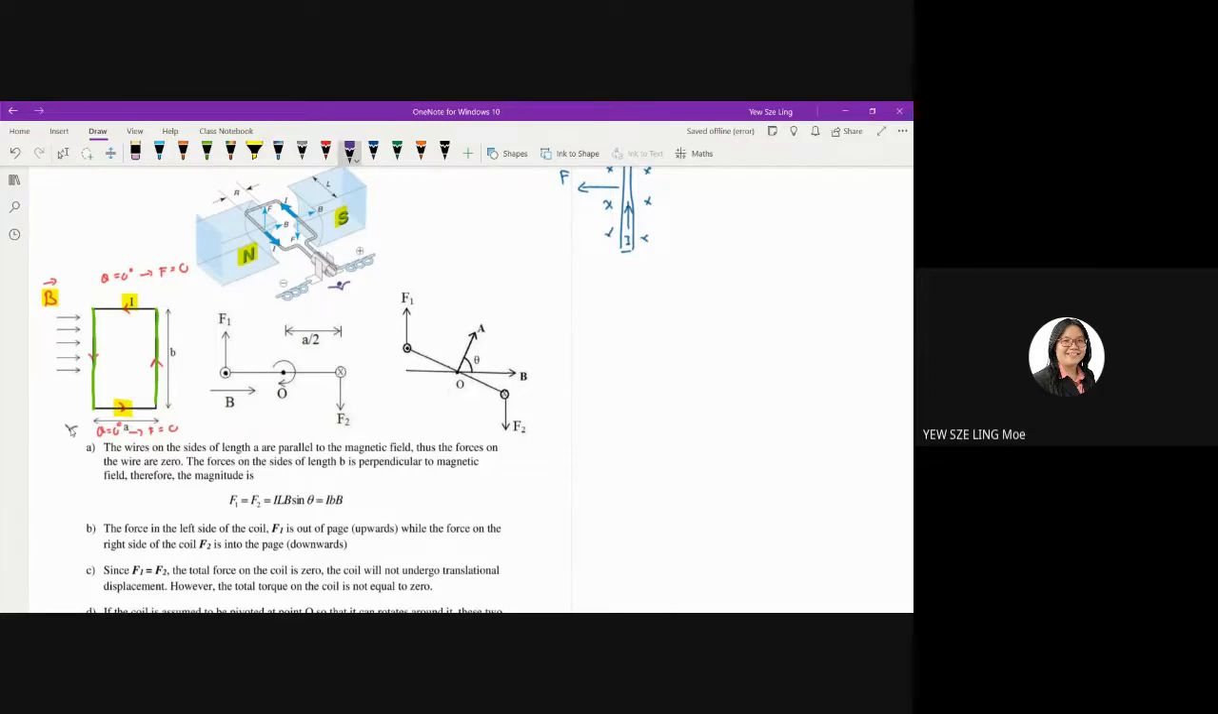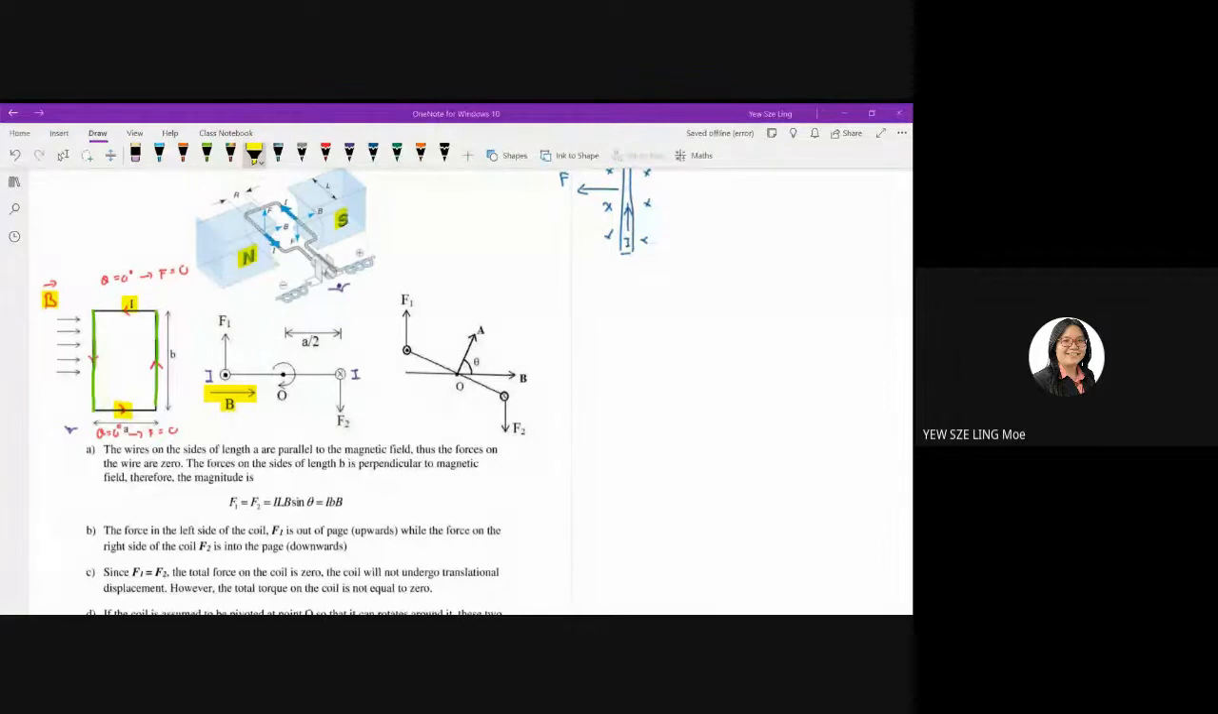If you look from the bottom, this is what you see. You have current I flowing towards you on the left hand side and current I into the page on the right hand side, because you are looking from below. So what is going to happen now? You have current out of the page and we know B is from left to right. We are going to determine the force acting on both sides of the coil.